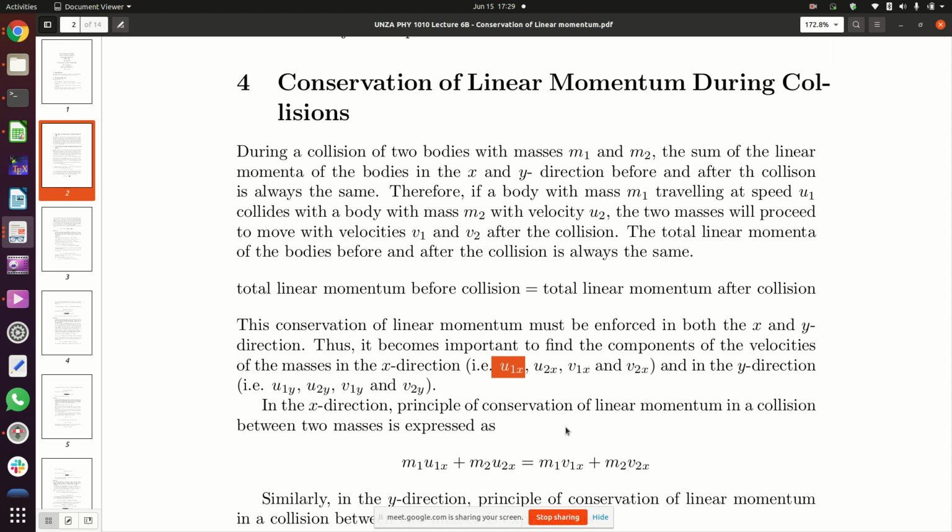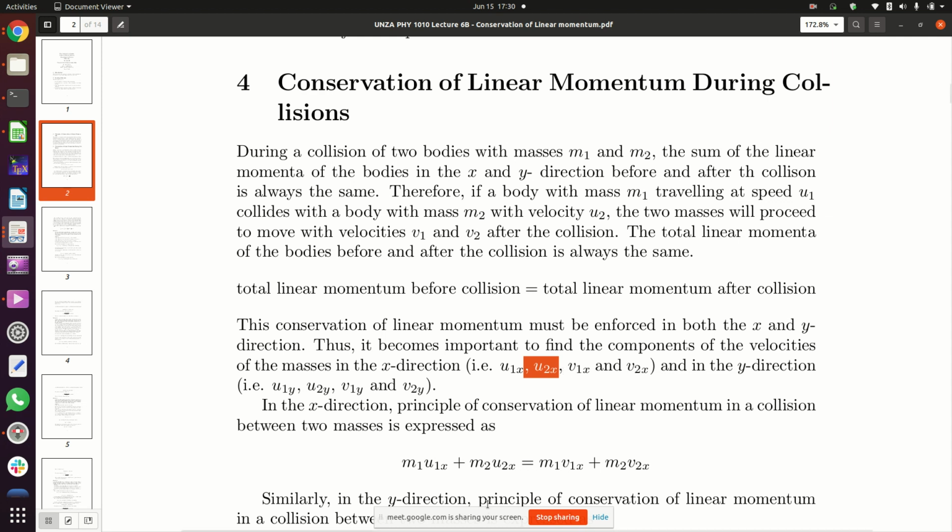So I'm saying that since you have got velocities u1 and u2, this condition needs to be enforced along the x direction. It also needs to be enforced along the y direction. For you to enforce this condition along the x direction and y direction, you need to know the velocity of the first object before collision along the x direction, which is u1x. You need to know the velocity of the second object before collision along the x direction, which is u2x. So that is the velocities before collision along the x direction.